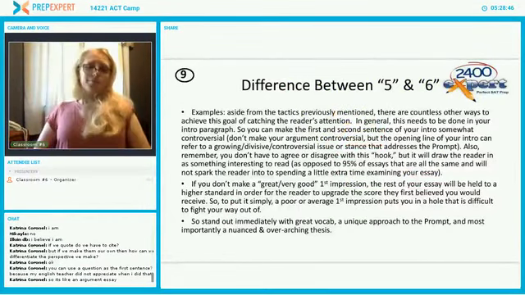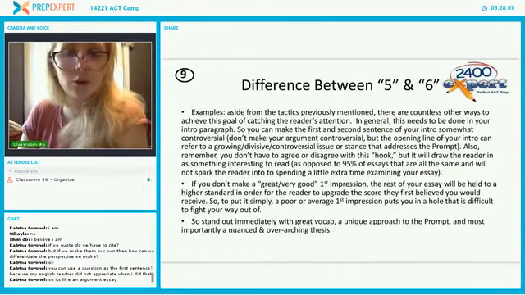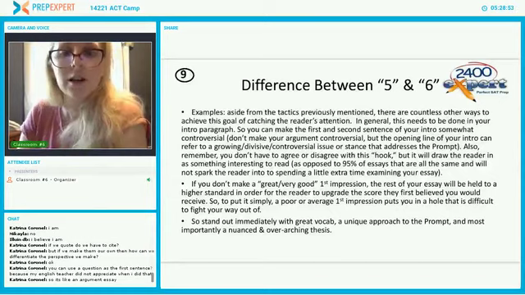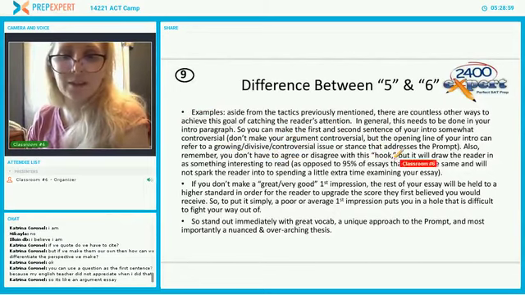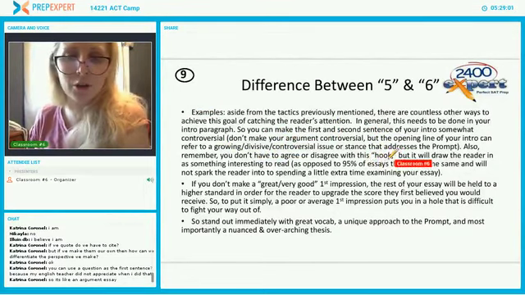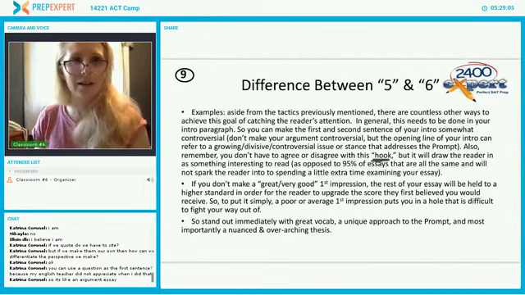So aside from the tactics previously mentioned, there are countless other ways to achieve the goal of getting your reader's attention. You need to do this in the intro paragraph, but you could cite something controversial or come up with some other hook. I think we all decided that we don't want the hook to be necessarily a question, but something that draws the reader in.